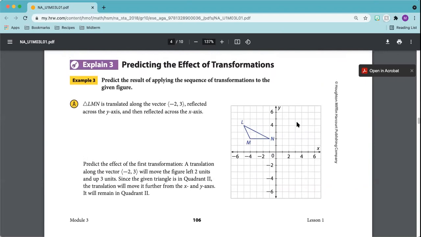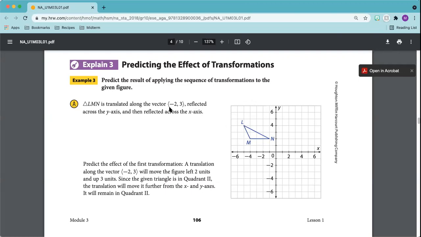So the next one is predicting the effect of transformations. This one isn't so bad. You're not actually doing the transformations. There's only one that you actually need to pay attention to. But most of the time when you see these questions, it's usually going to be starting in this quadrant, where will you end up? That's the kind of question this is. They're not asking you to perform these transformations. They're just asking for where is your final image going to be?